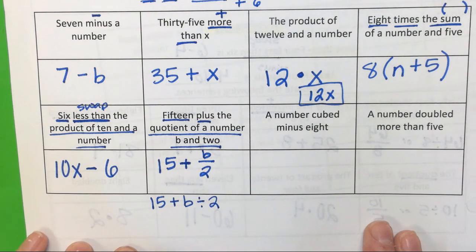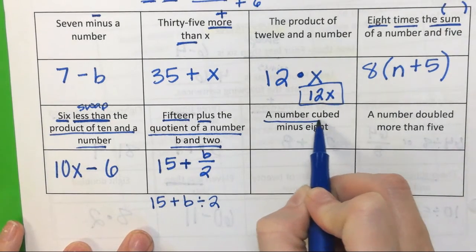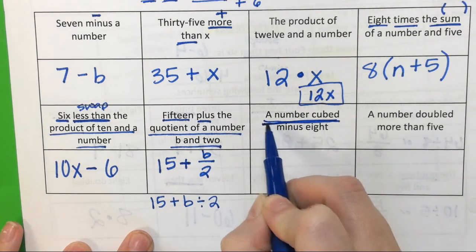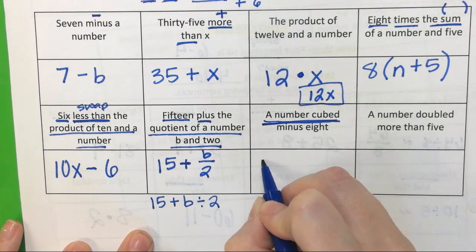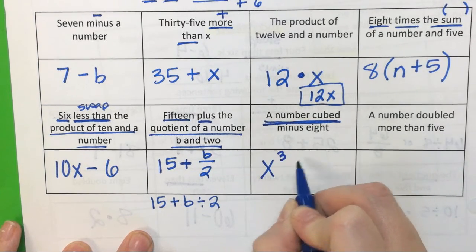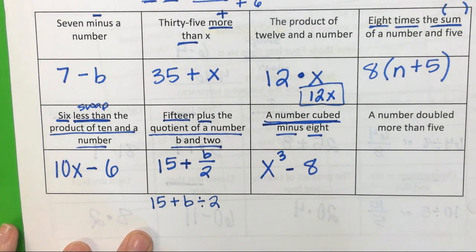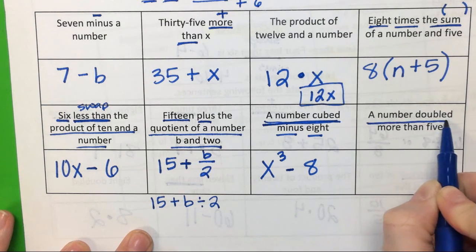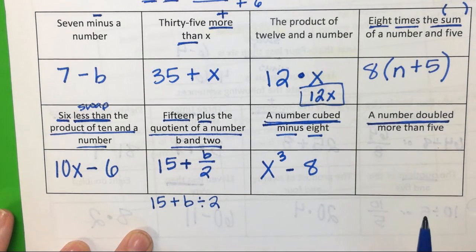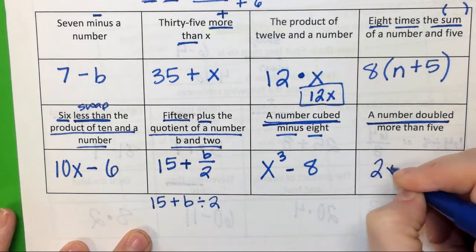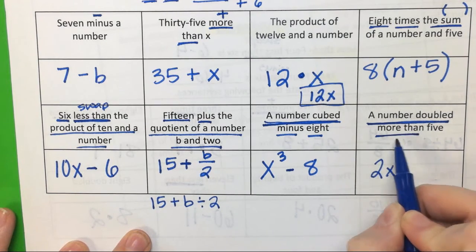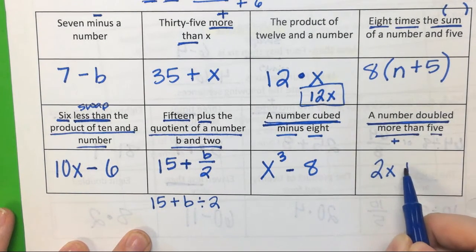Okay, next, a number cubed. Y'all remember what cubed means? The third power. So you can say x to the third power, and then minus 8. Okay, and the last one, a number doubled. So doubled, remember that means 2 times. So I can write 2x, more than, that means plus 5.